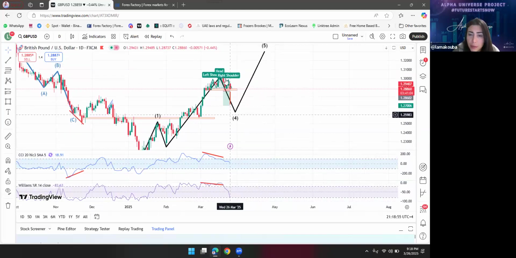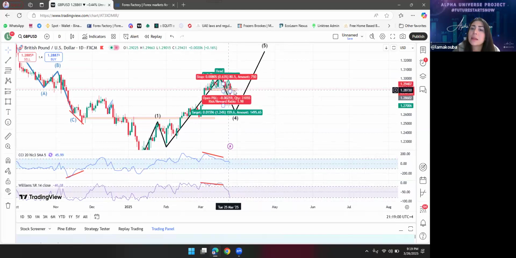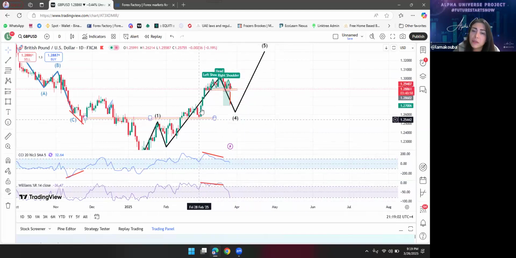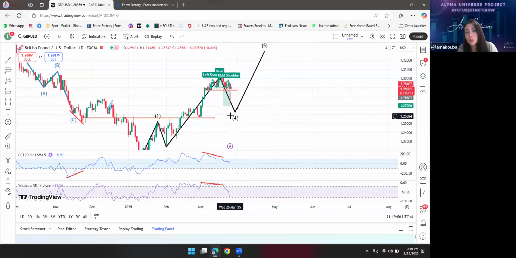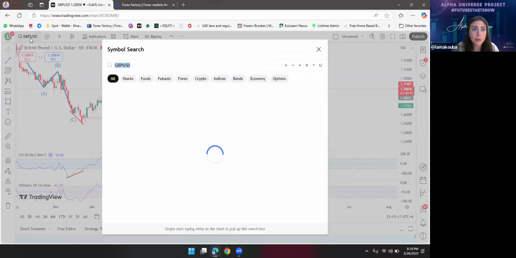Now we have more confirmation for the move down with the head and shoulders pattern, because it's a reversal pattern. Sorry, if it was going up, it means that it will go down after forming this pattern. Okay, so mainly I am more with the sell. Let's see what will happen tomorrow.